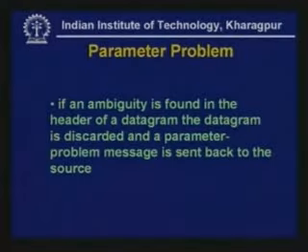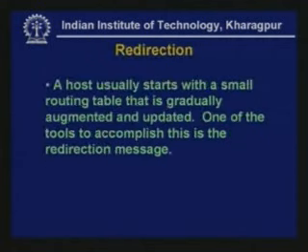There may be parameter problems. If an ambiguity is found in the header of a datagram, the datagram is discarded and a parameter problem message is sent back to the source. Redirection. A host usually starts with a small routing table that is gradually augmented and updated. One of the tools to accomplish this is the redirection message. So this helps in routing actually.